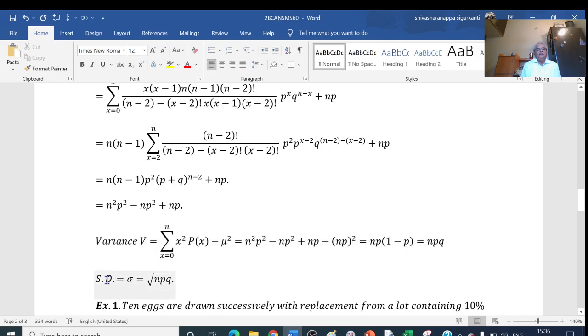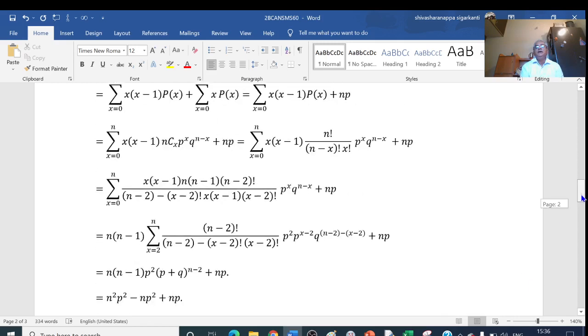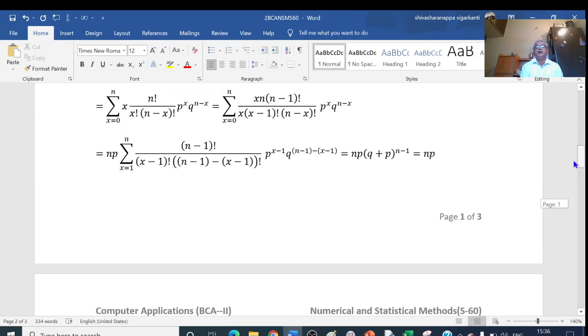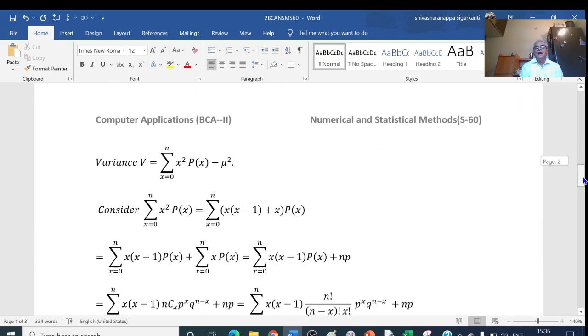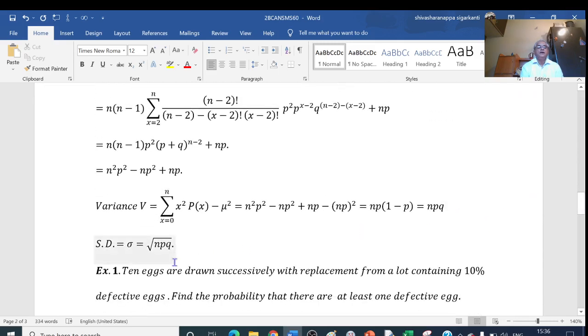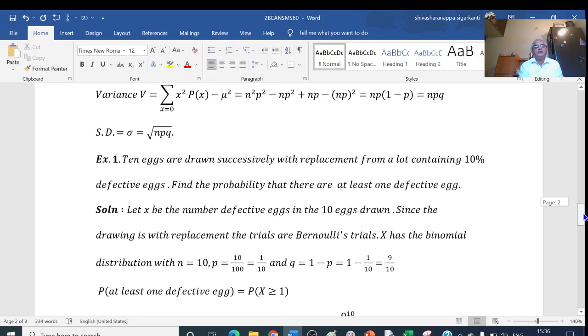And we have standard deviation is nothing but the square root of variance. That is square root of npq. So we have, for binomial distribution, mean equal to np and variance equal to npq. Standard deviation is square root of npq. Okay. Now we go for examples.